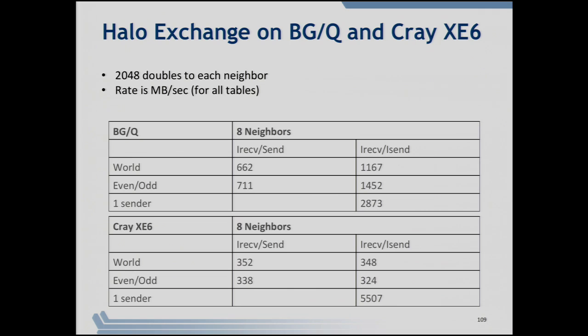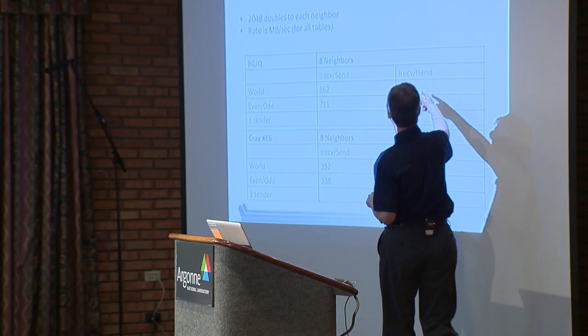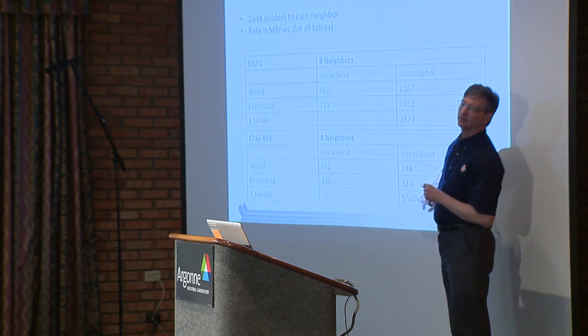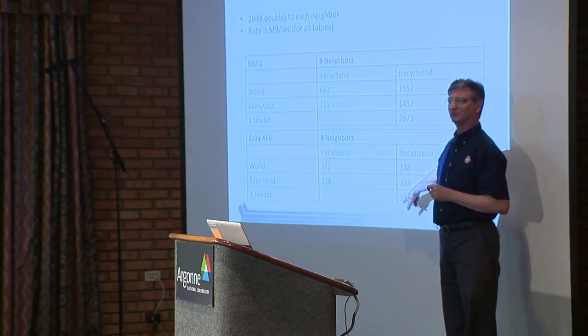So one thing I did was, well, what if it's contention? What if there's something going on? So what I can do instead is take essentially the stencil. I'm going to take some process somewhere, and have it send to its neighbors, and have those neighbors receive, but have everybody else stay quiet. So what performance do I get? Well, on the BGQ, I get about 3 gigabytes per second. And on the Cray, I get 5.5 gigabytes per second. Ooh, that's cool. That's a nice number.